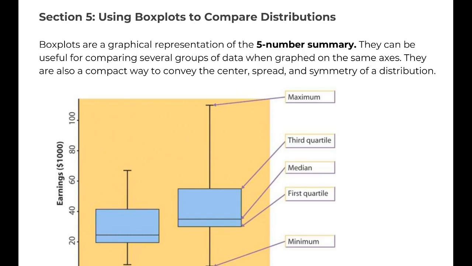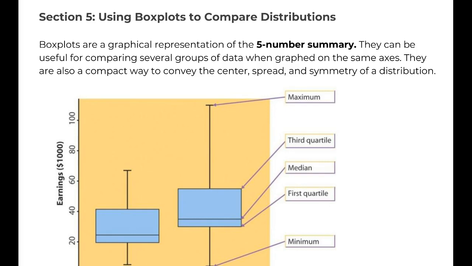So we have one more type of display to talk about for quantitative data, and that's a box plot. Unfortunately, we couldn't really talk about it before because we needed to define that whole 5-number summary and how to find those numbers quickly. But a box plot is a way to just graphically show that 5-number summary.